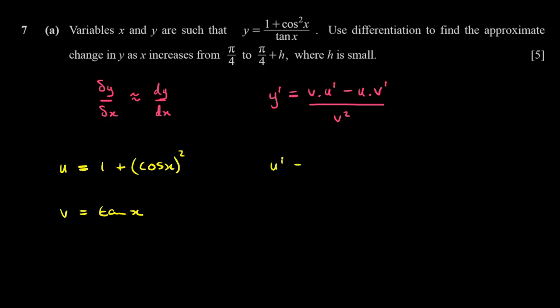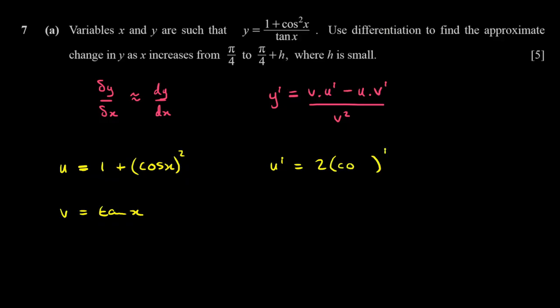So u prime, if I differentiate 1, I get 0. If I differentiate the cos x squared, what we've really got is a function inside another function. We've got cos x inside the function x squared. So when we've got that situation, we've got to do the chain rule, which is we've got to differentiate the big function first. So we differentiate the bracket, which will give us 2 cos x to the power of 1.